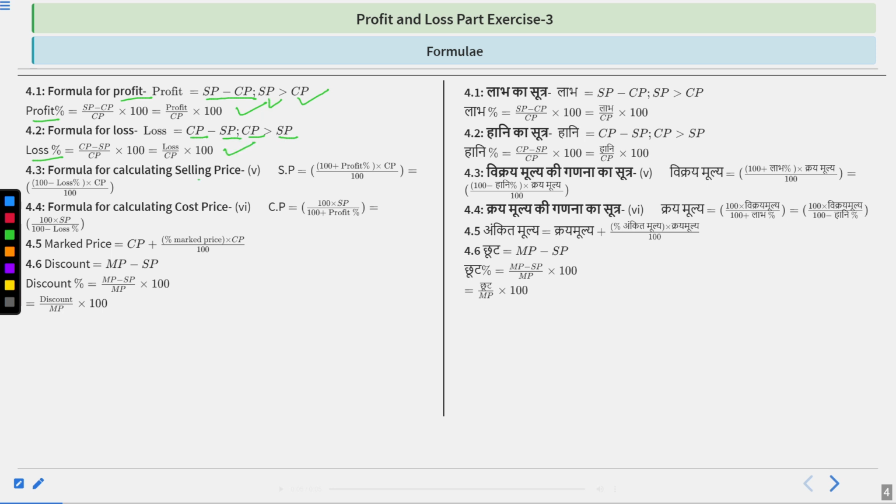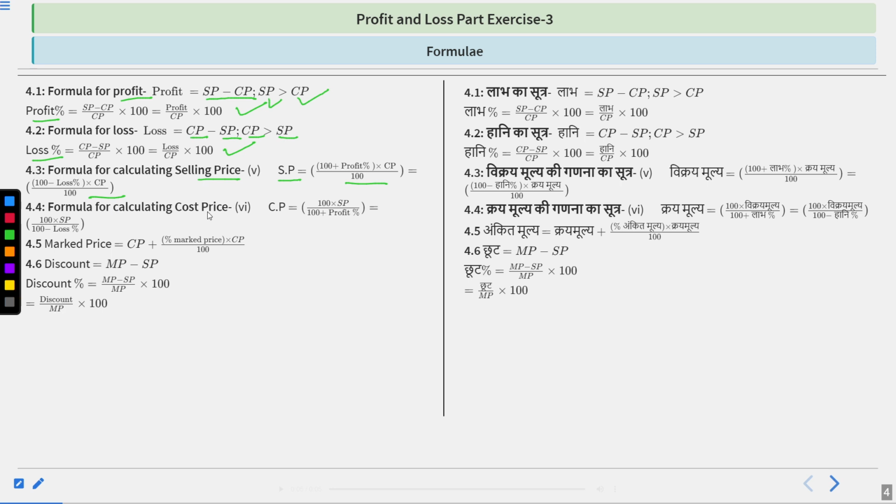Formula for calculating selling price when we know the profit percent or loss percent and CP. So we directly calculate by this formula. SP equals 100 plus profit percent multiplied by CP divided by 100. Clear? Or if loss percent is given, 100 minus loss percent multiplied by CP upon 100.